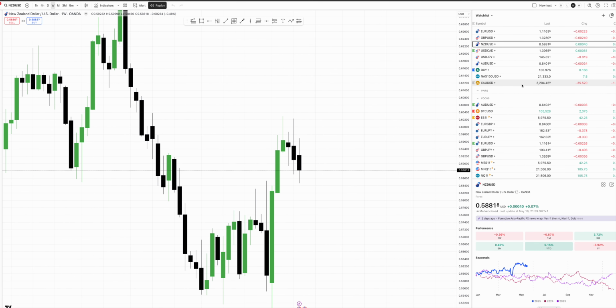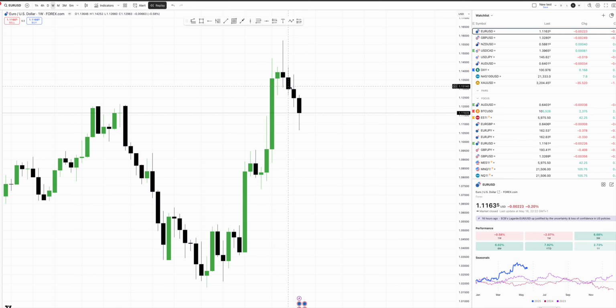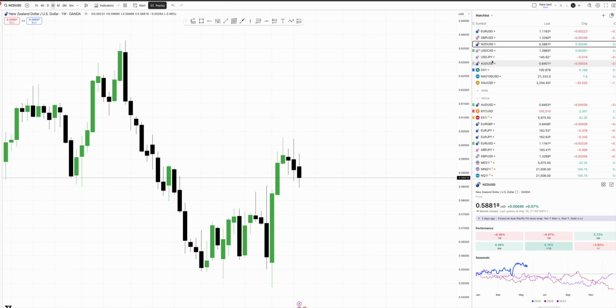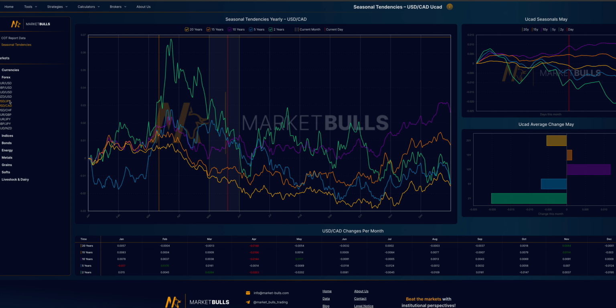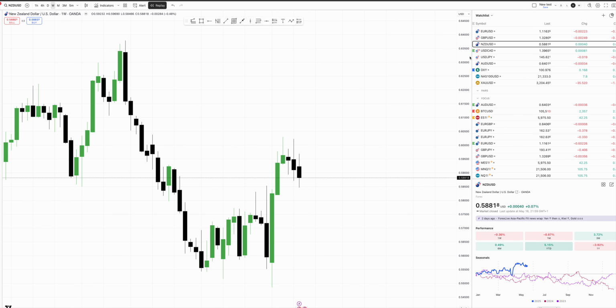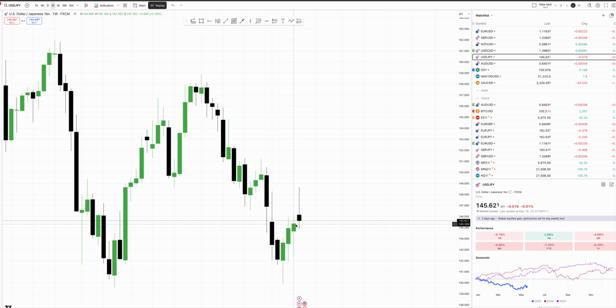Now, this is across all the pairs that have a good seasonal tendency. So, for example, you can see same with EU, same with GU, but GU was a bit more difficult. Same with NZD USD, and USD JPY I believe was bullish, so let's just confirm. Yep, USD JPY is predominantly bullish, and what ended up happening for USD JPY, it was also bullish.